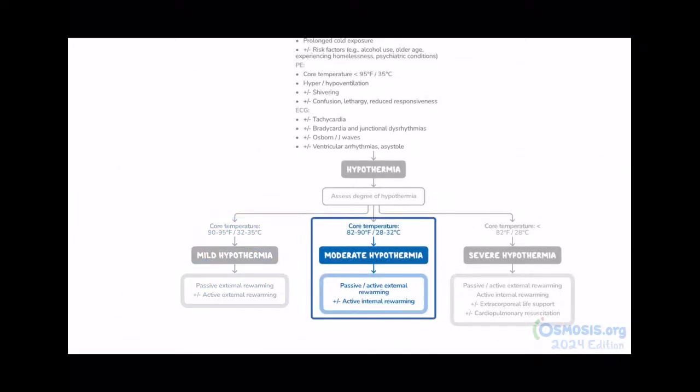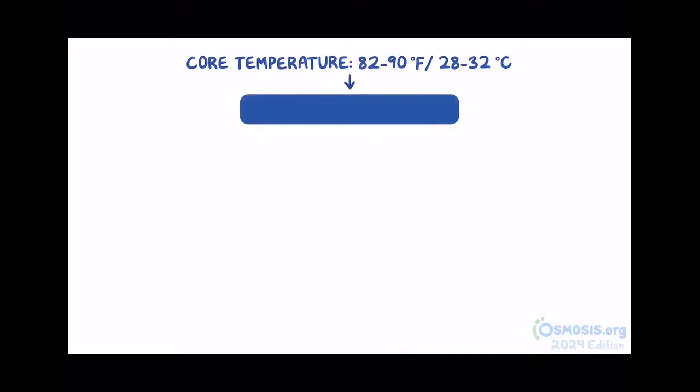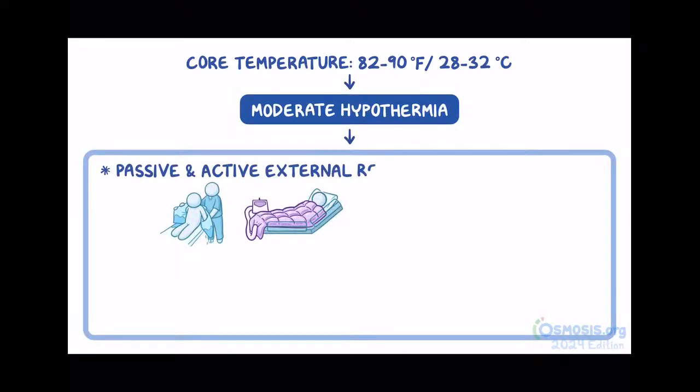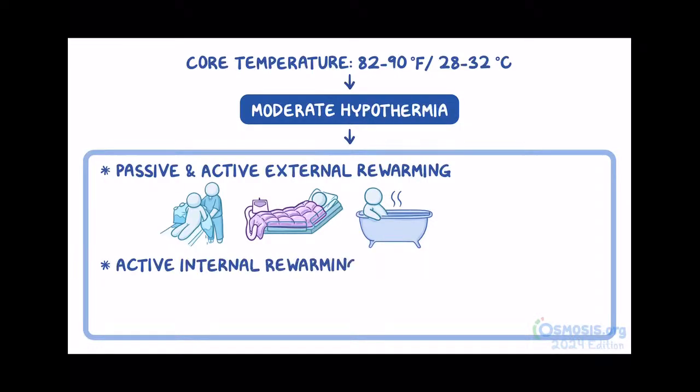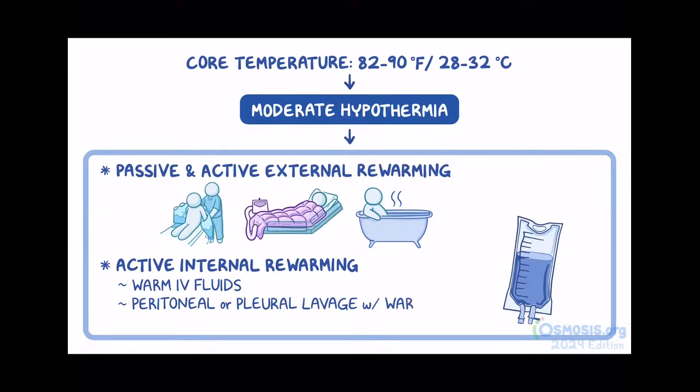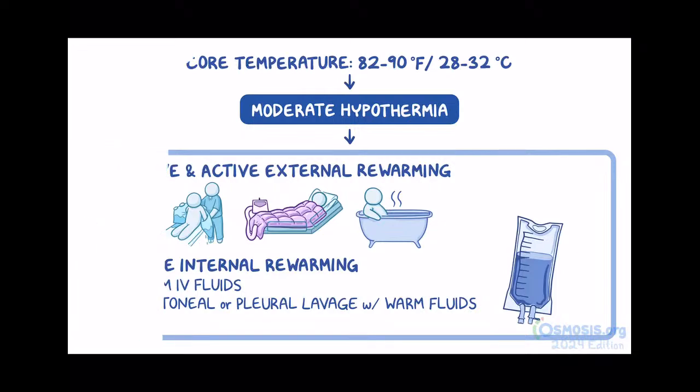Okay, let's go back and assess our patient's degree of hypothermia. If your patient's core temperature is between 82 degrees Fahrenheit and 90 degrees Fahrenheit, or in other words, between 28 degrees Celsius and 32 degrees Celsius, these findings are highly suggestive of moderate hypothermia, so immediately begin passive and active external rewarming. If the patient doesn't respond to external rewarming measures, consider active internal rewarming with warm IV fluids, or even peritoneal or pleural lavage with warm fluids.